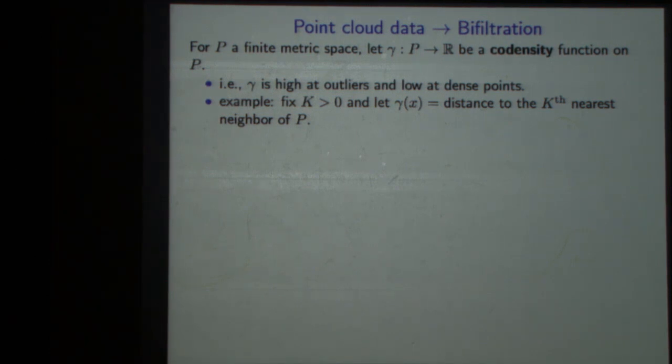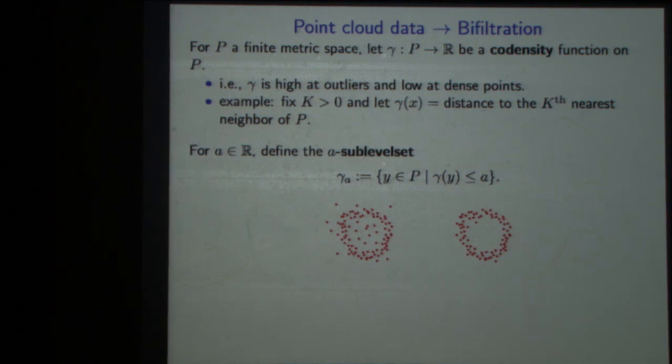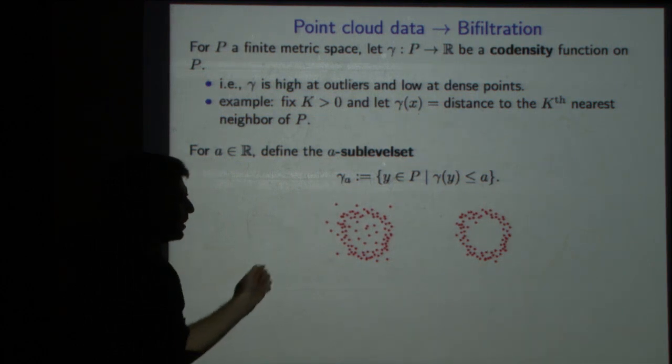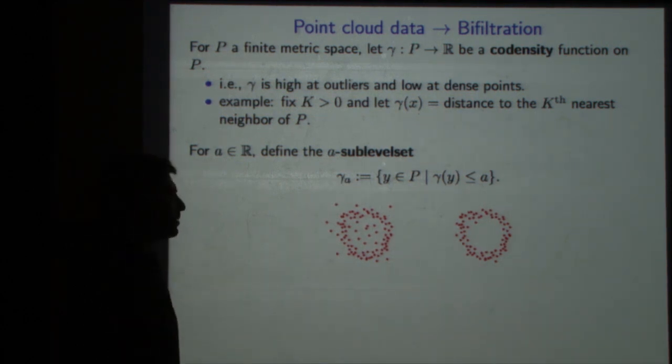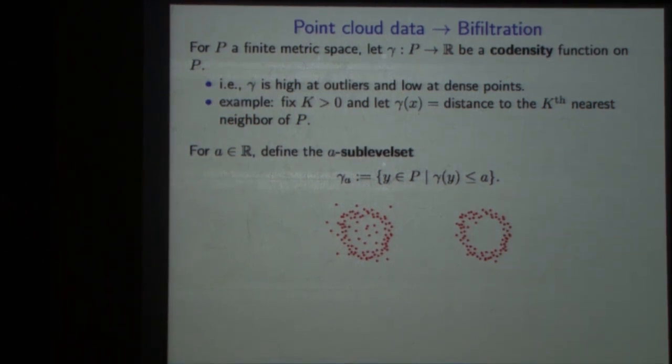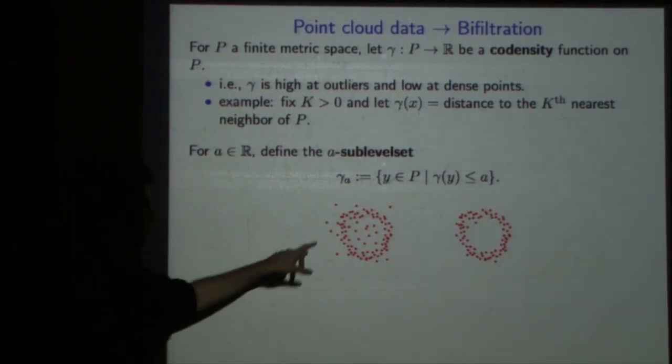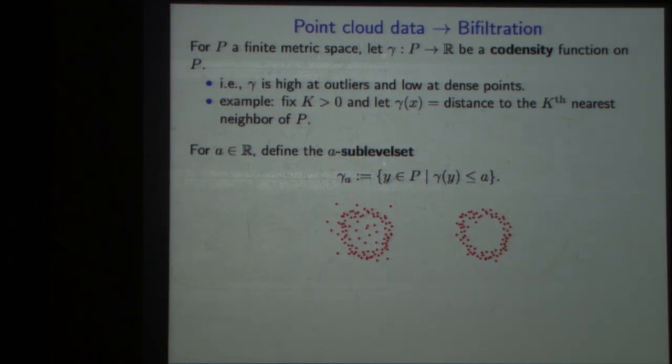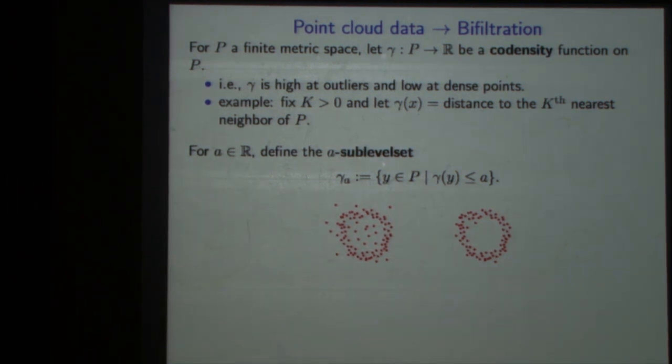All right, so anyway, we choose some function with this property, and now I'm just formalizing this notion of thresholding the data. For a real number a, I define the sublevel set of gamma, which we denote gamma sub a, to be the set of all points y in P such that gamma of y is less than or equal to a. That's it. It's sort of exactly what you think it should be. And that's how I go from a guy like this to a cleaned up guy like that, at least for suitable choice of a.